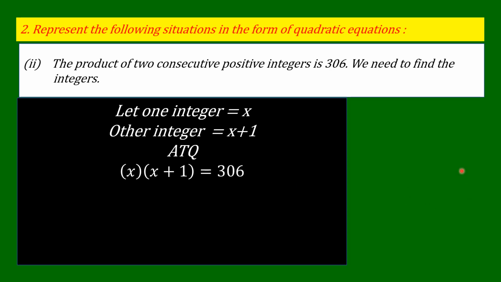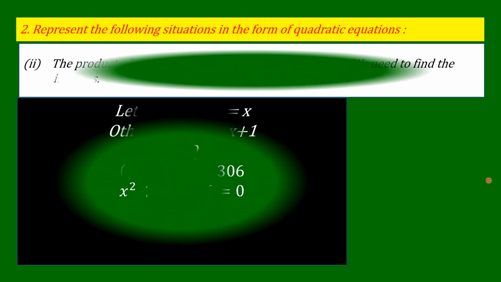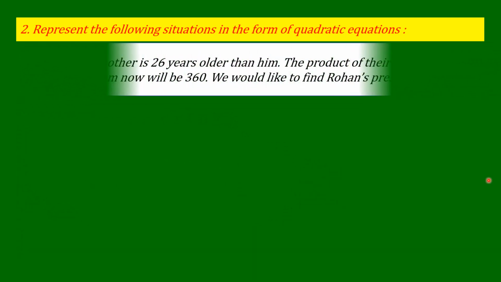This is so simple. So we'll simplify the left hand side by opening the bracket, multiplying with x, we get x square plus x, and shifting 306 to the left hand side, we get this simplified equation x square plus x minus 306 is equal to 0, and it is in the form of ax square plus bx plus c equal to 0. So this is the quadratic equation from this situation. Let's see, we have some more.